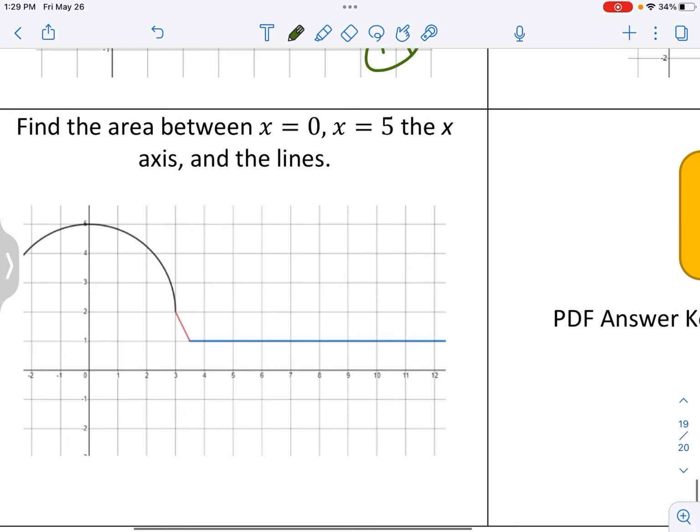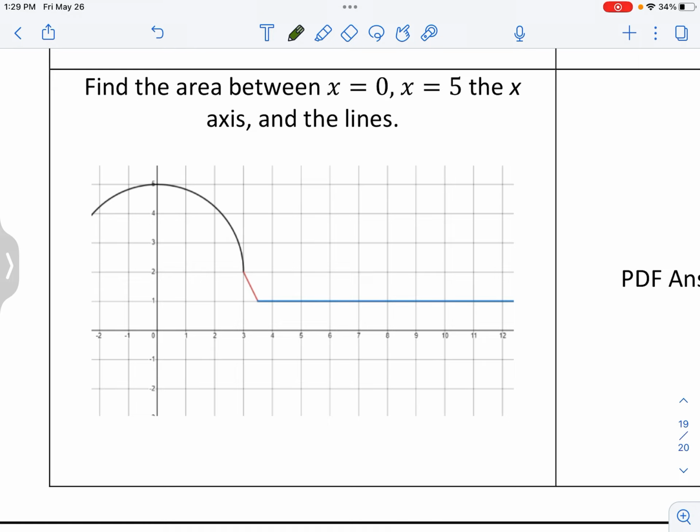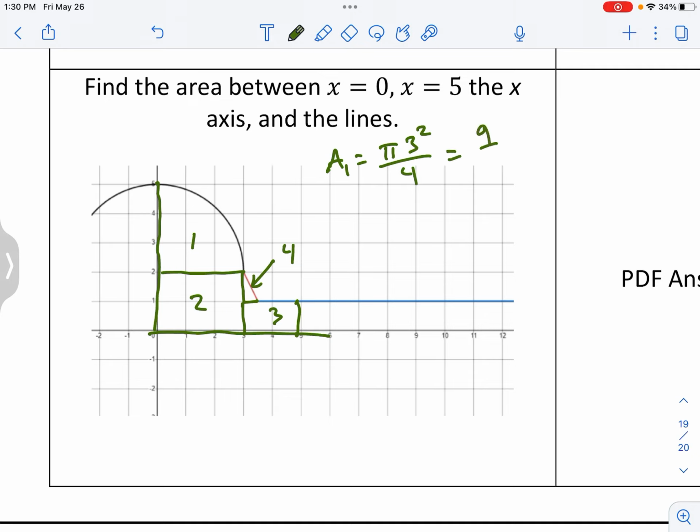All right, hey, we're almost there. This is it. This is the last question on the last skill of Get Ready for Calculus. Find the area between x equals 0, x equals 5, the x-axis, and the lines. And oh my goodness, we have a really, really tiny triangle in there. We have a part of a circle here, and then a couple of rectangles. So 1, 2, 3, and then we'll call that little tiny triangle 4. Well, the circle is again 1/4 of a circle, so the area of part 1 will be pi times 3, the radius, squared, divided by 4, so that'll be 9/4 pi.